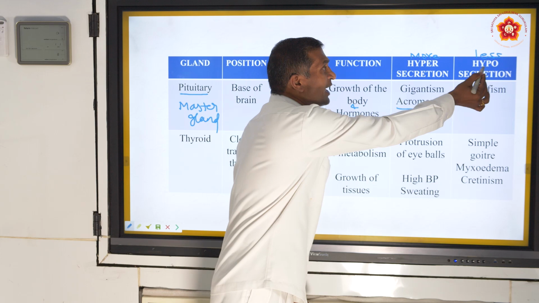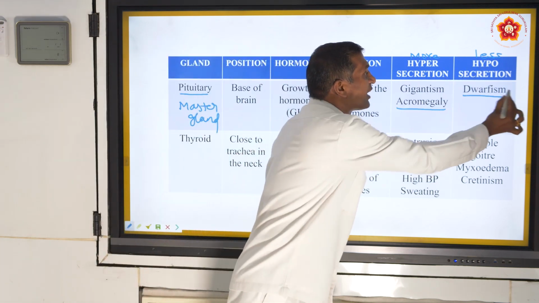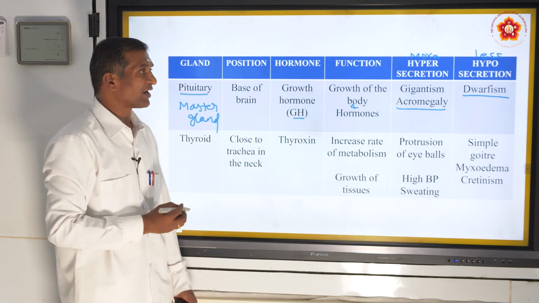If the growth hormone is less produced in the body, it is called dwarfism. Kubjate in Kannada we call it dwarfism.